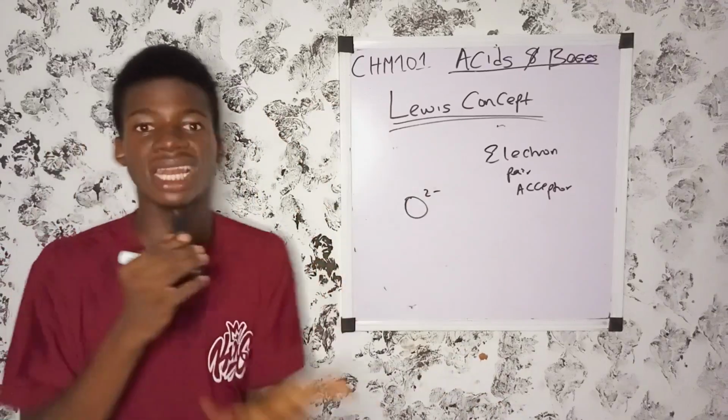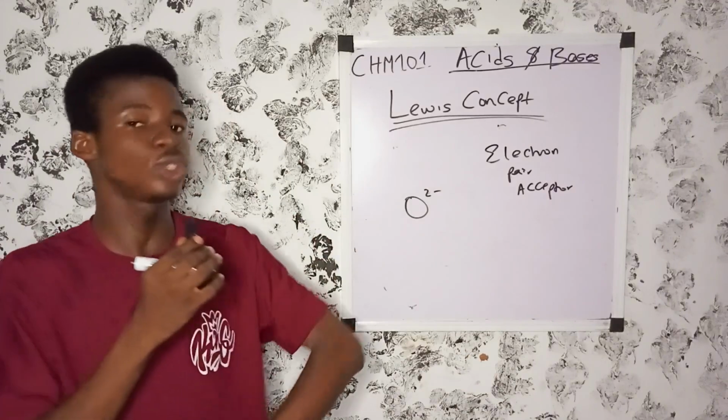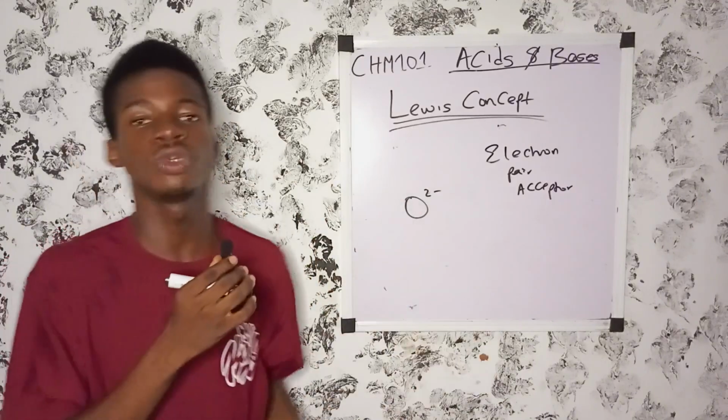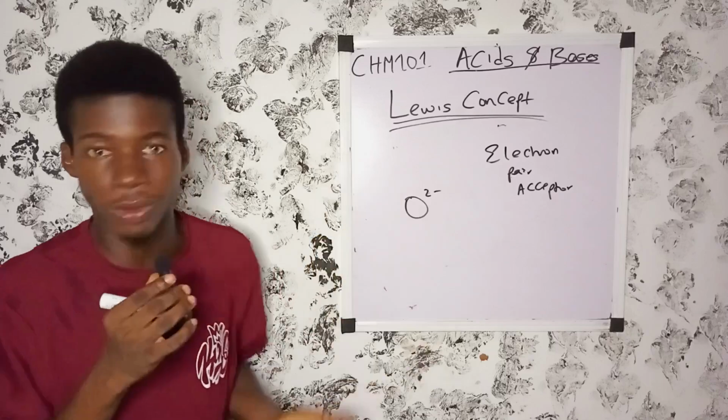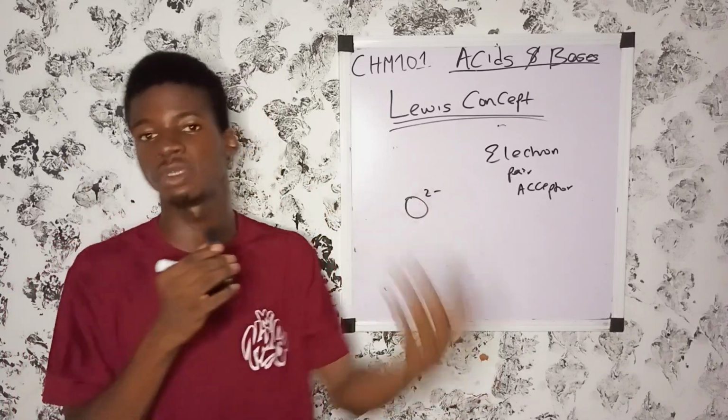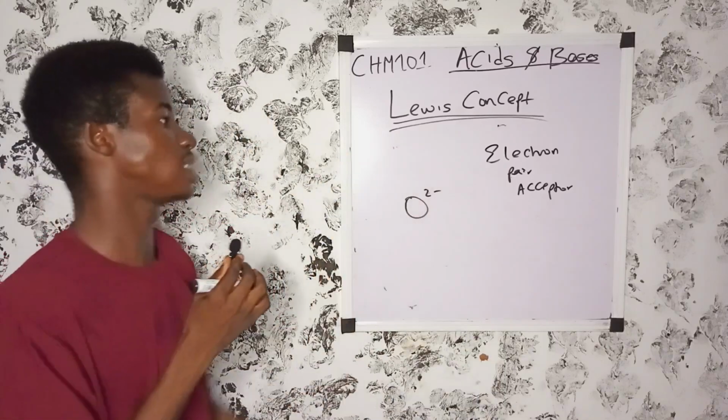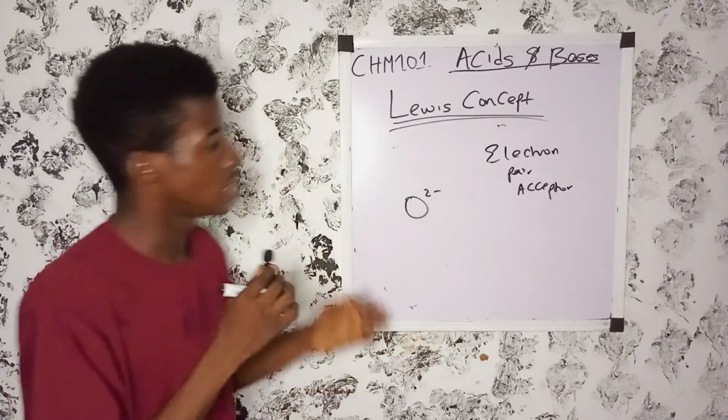Just understand Lewis dot structures. With Lewis dot structures, even for a complicated compound, you can easily tell which is a Lewis base and which is a Lewis acid. So that is just it.